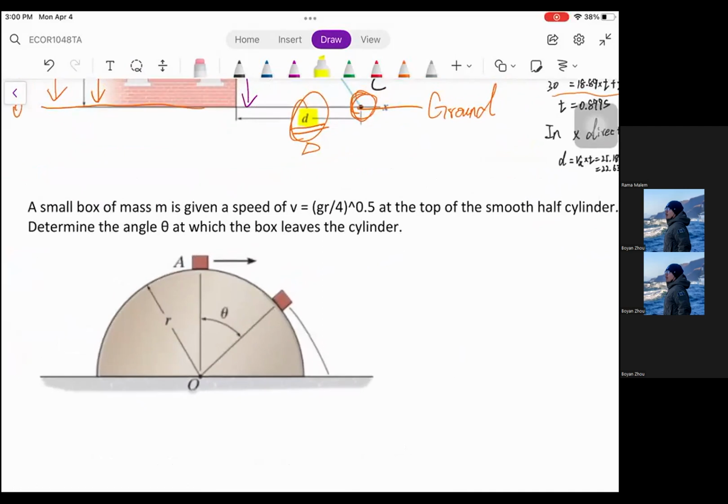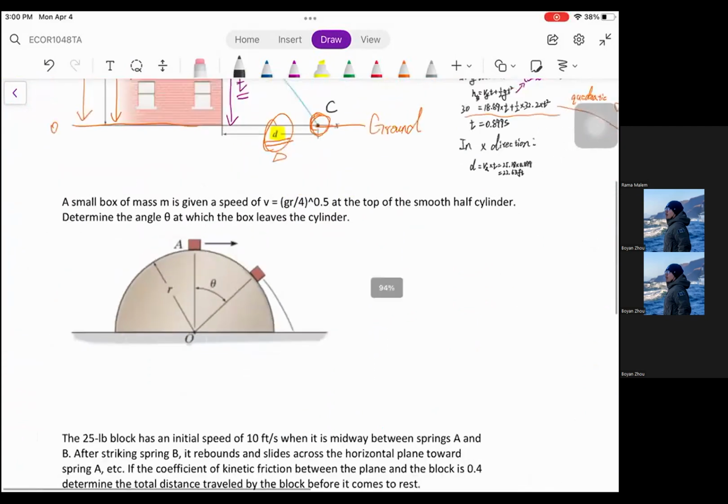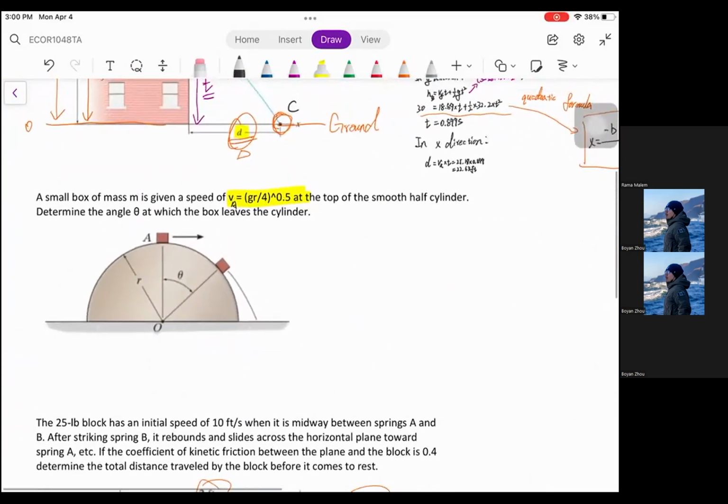So the given condition is the velocity, or the speed, of the box on the top. That is velocity VA. VA is this one. And we're going to determine the angle theta, like this angle, when the box is flying out, when it leaves the surface of the cylinder.